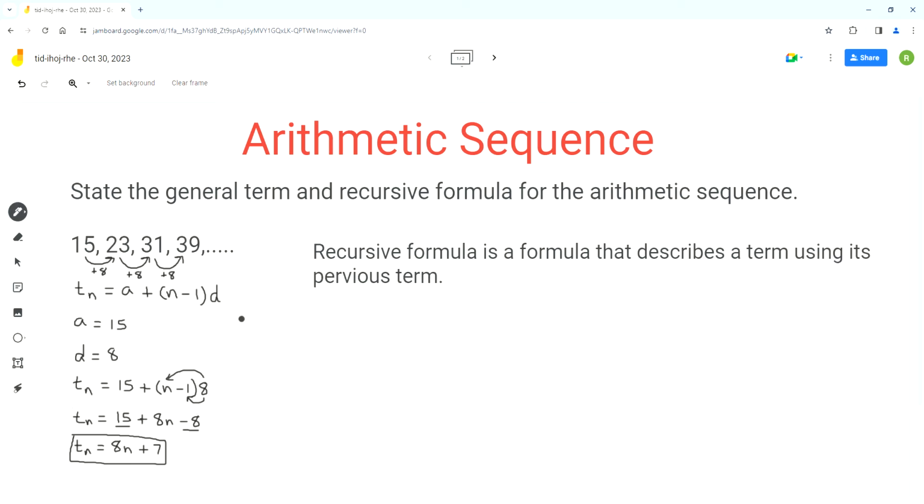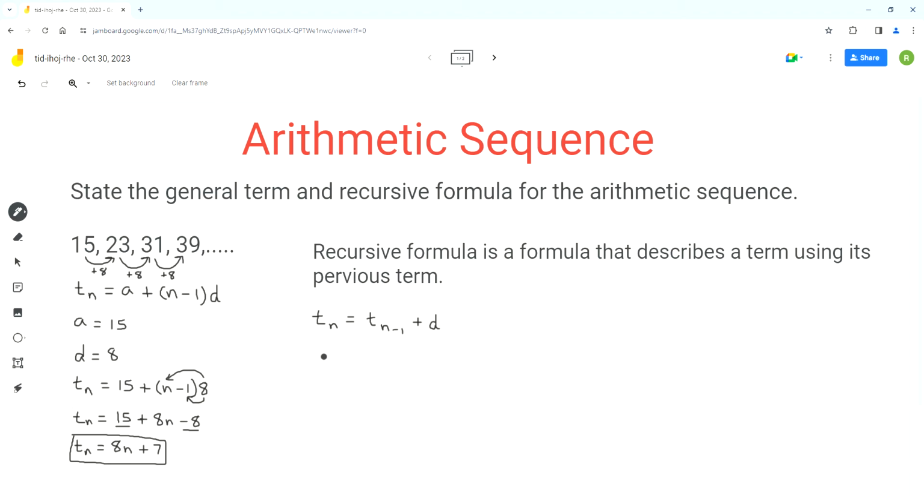So the recursive formula for an arithmetic sequence is Tn equals Tn minus 1 plus D. So this is something you have to understand and memorize. So what this means is that the nth term in the sequence is equal to the n minus 1th term plus the common difference of the arithmetic sequence.